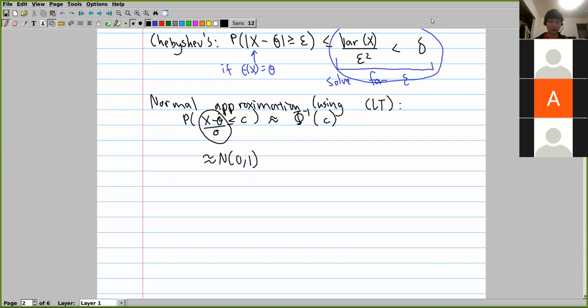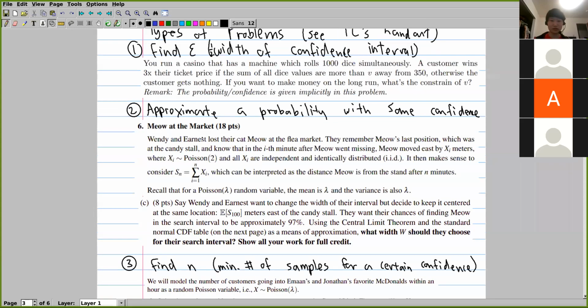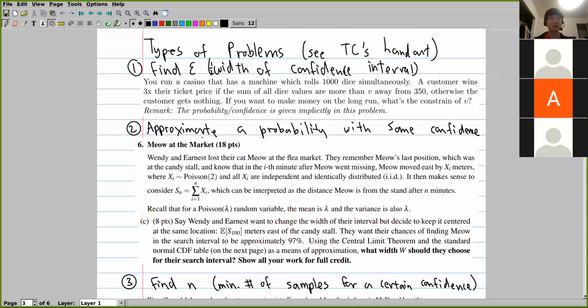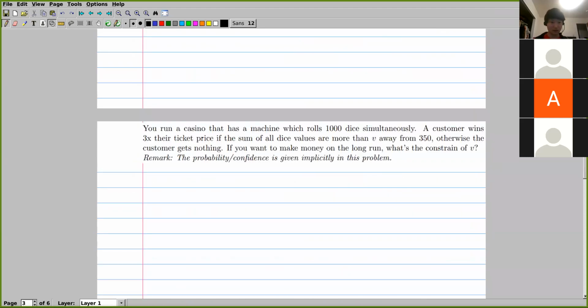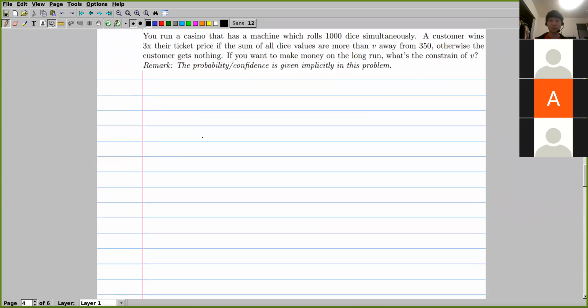Okay. So I'll give you 2 minutes to read the first question, which is we're trying to find the width of this confidence interval. And this is the first question that TC has on his handout. I'll also write it here.